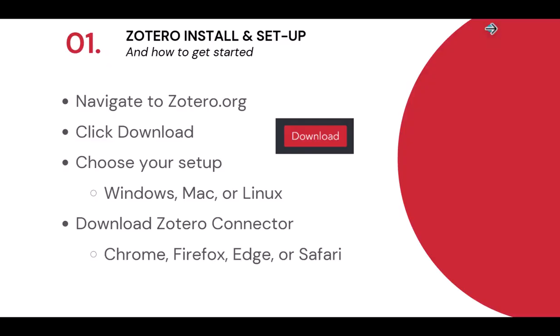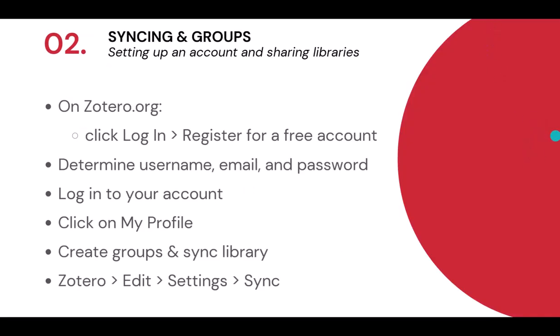So at this point, we can create an account and set up syncing. If you've already used Zotero and you have an account, don't worry about this part, it will all transfer over. And then we'll go through these steps through Zotero.org. So there'll be a login, register for a free account, and you determine your username, email, and password. And then you'll click login and go to my profile, and we'll see our groups in our web library. And then in the Zotero app, we'll actually get into the settings and sync your library to your client. So going back to the Zotero screen.